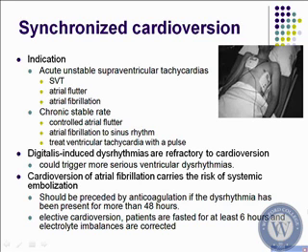The indications are, of course, SVT, atrial flutter, atrial fib. There are also digitalis-induced dysrhythmias, or ones refractory to cardioversion, which could trigger more serious ventricular dysrhythmia, so you've got to be careful of those. Cardioversion of atrial fibrillation carries a risk of systemic embolization, which is why we tend to do TEEs before these now. In the past, we used to do them without even thinking about it. Now, we're much more careful with it.